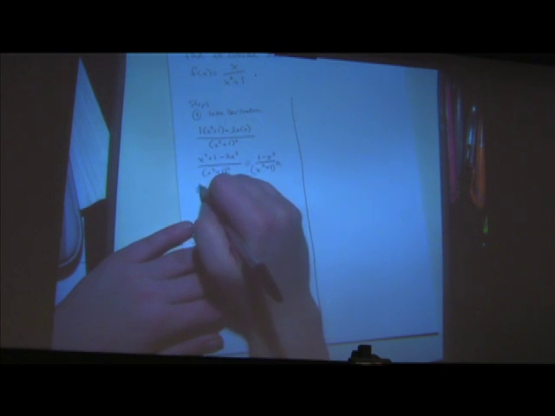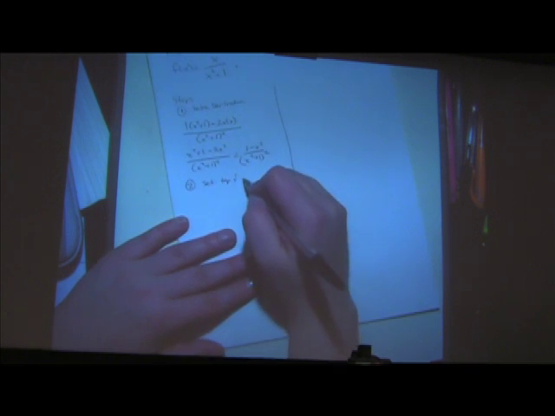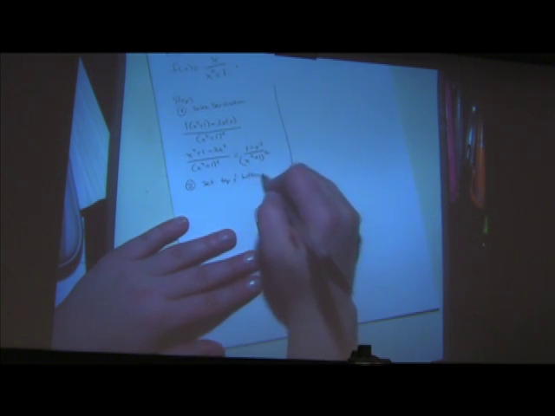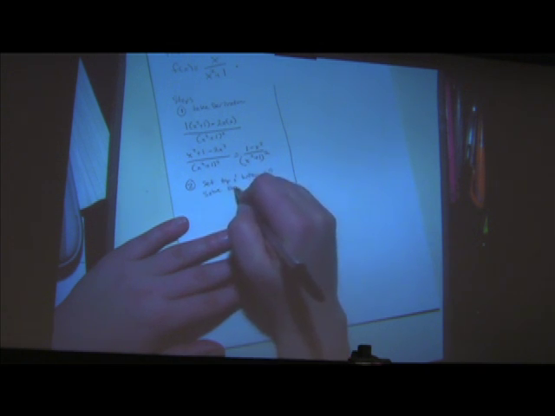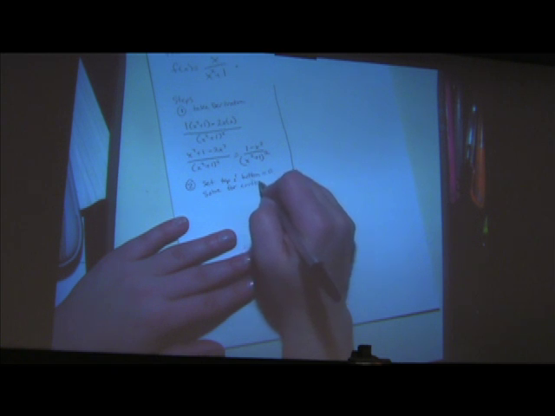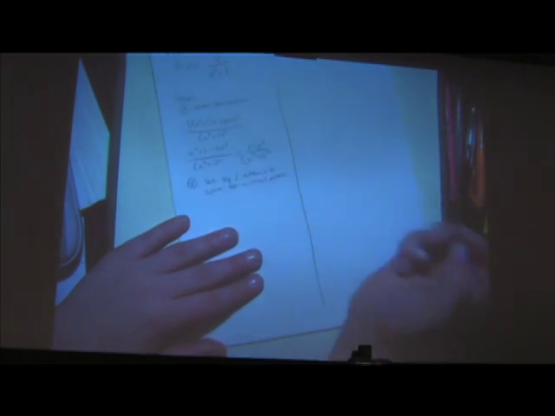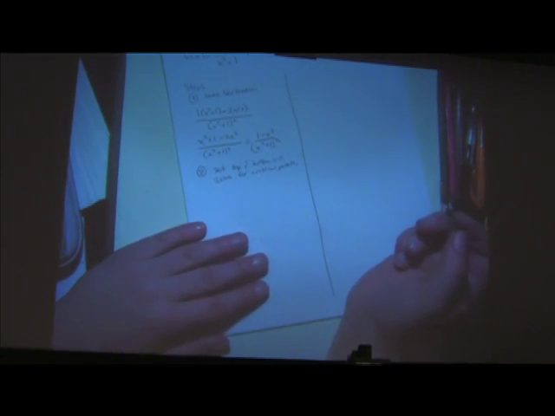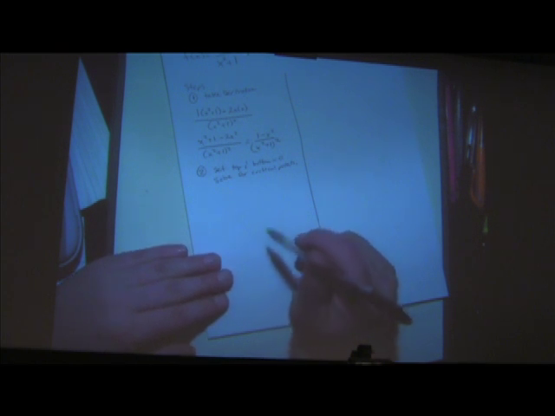Okay, step 2. Set top and bottom equal to 0. Solve for critical points. Everyone with us? Not very clear, is it? But at least there's room for everyone.